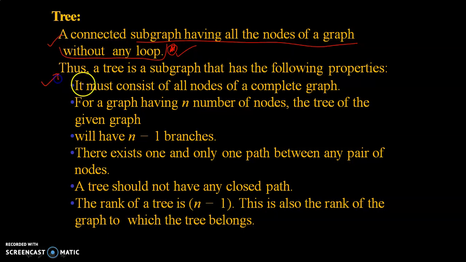Thus, a tree is a subgraph that has the following properties. Property number 1: it must consist of all nodes of the complete graph. For a graph having n nodes, the tree of the given graph will have n minus 1 branches. There exists one and only one path between any pair of nodes. The tree should not have any closed path, as said above in the definition. The rank of a tree is n minus 1. This is also the rank of the graph to which the tree belongs.